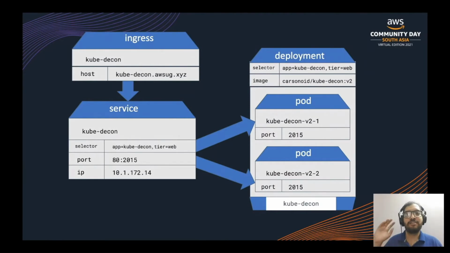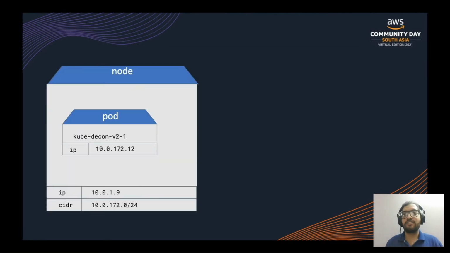You have an ingress that points to a service that points to two pods in a deployment. Before we get to all of these details, we need to understand a few basics. Let's take a look at a pod. A pod is given an IP address. The IP address of the pod is different from the IP address of the node. Whenever you use Kubernetes, each node will usually have an IP address range that is associated with it, and pods are given IP addresses in that range.